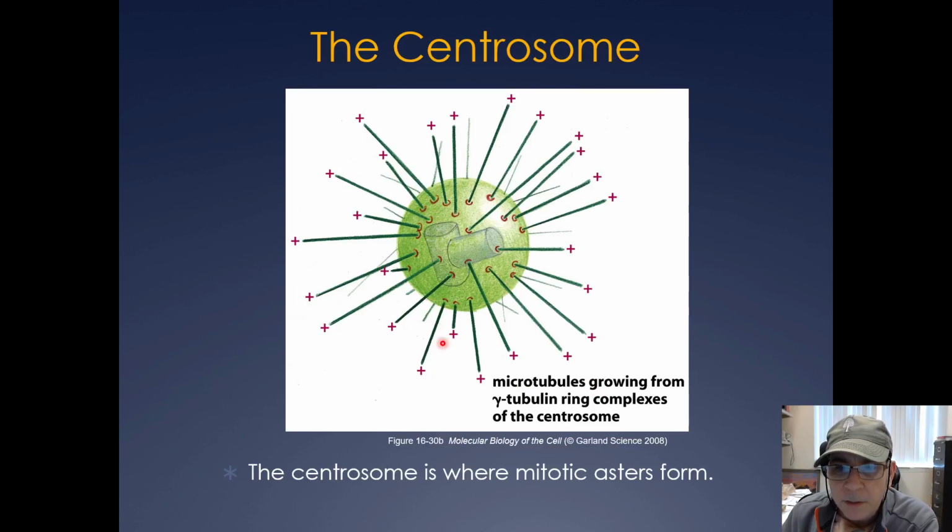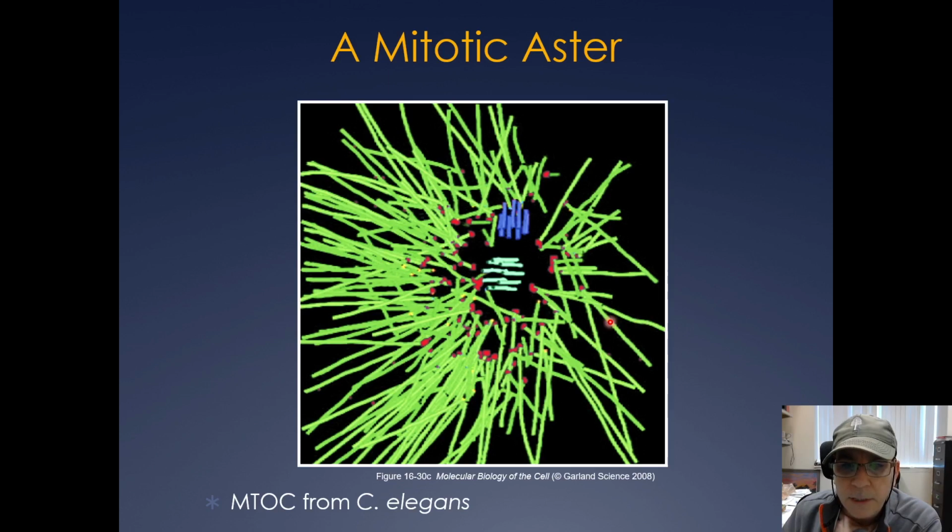And this is basically what's considered a mitotic aster, where you have your centrosome and then the microtubules being nucleated by gamma tubulin and growing off the plus end. Here's just an image of a mitotic aster from C. elegans, and here you can see the gamma tubulin in red, and here you can see your centrioles that make up the centrosome in the cell.